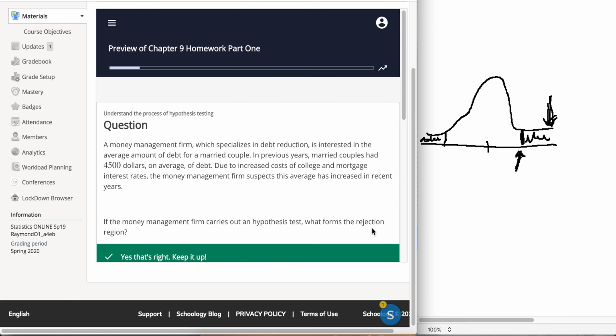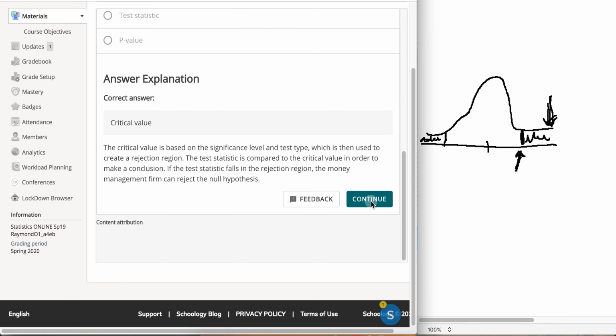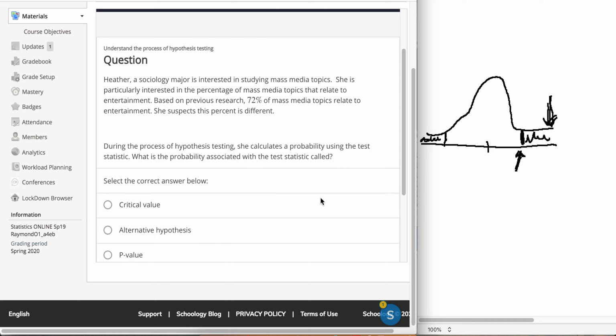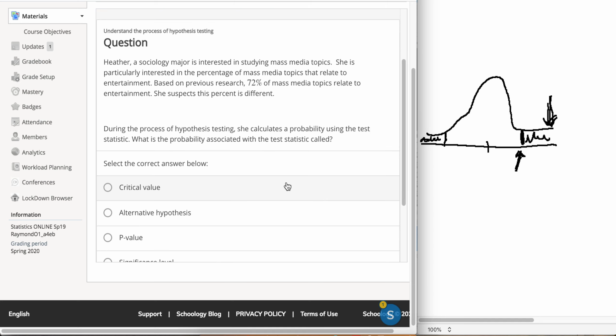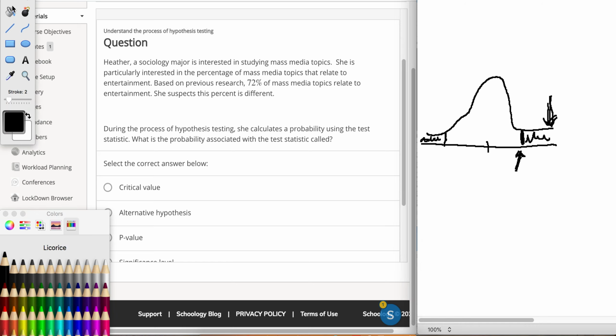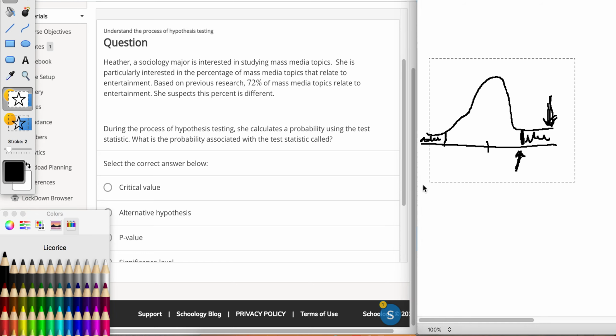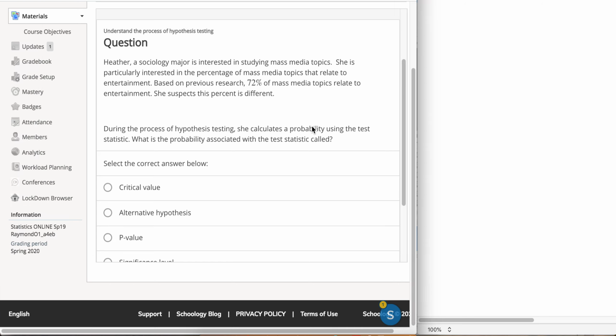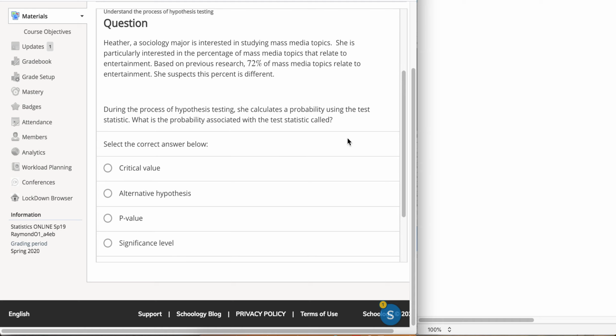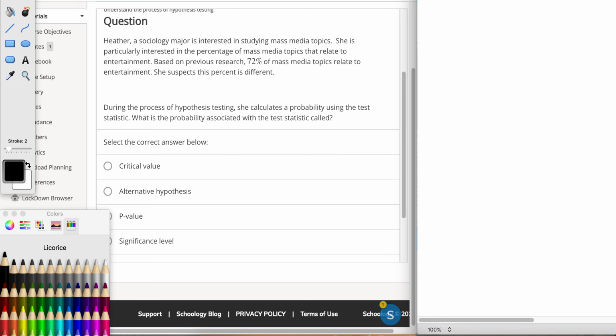Hopefully we can get one more here. Okay, so you can really just jump to the end with these. You could read the word problem, but what is the probability associated with a test statistic called? Loosely, I guess that's p-value here, okay?